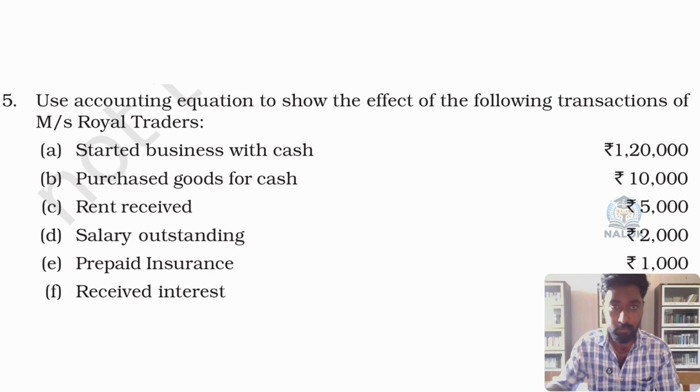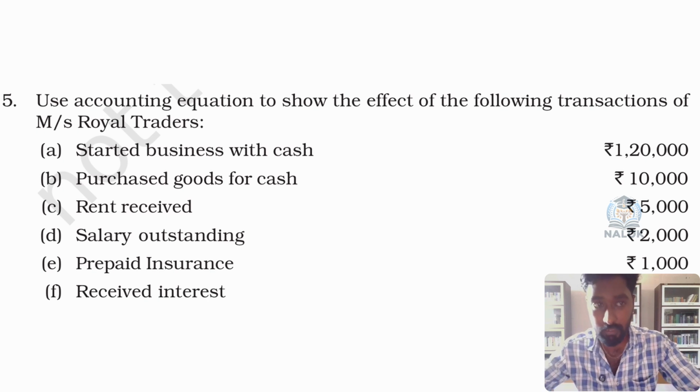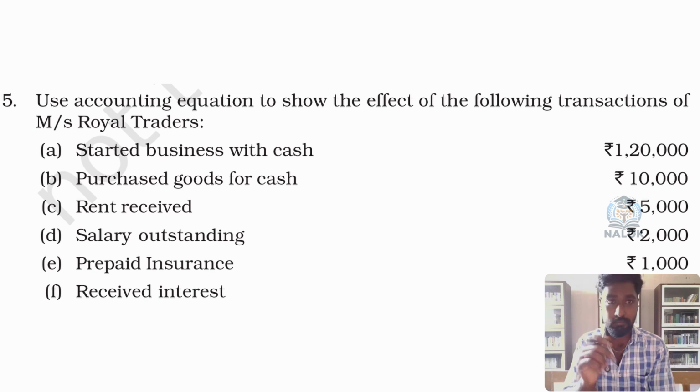In this class, we're gonna have to solve questions from the accounting equation sums recording of transactions. So let's read the questions first. Okay, here is the question. Using accounting equation to show the effect of the following transaction of the MS Royal traders. They're asking us to use the accounting equation to show the effect of the following transaction. So let's start doing this.